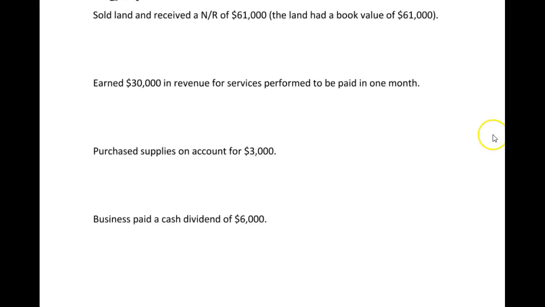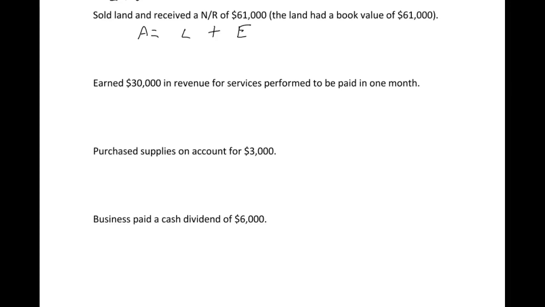Our last few here. Notice the next one: we sold land and received a note receivable of 61,000. You notice in parentheses it says the land had a book value of 61. I put it that way just so there are no gains or losses on the transaction. We'll get into gains and losses later when we get to our fixed asset chapters and start selling fixed assets. Once again, what is the effect on the accounting equation?